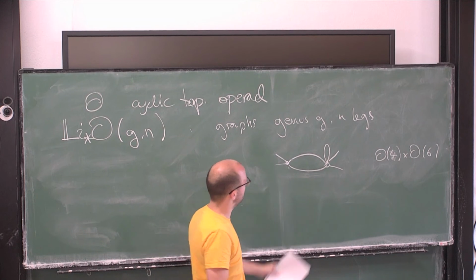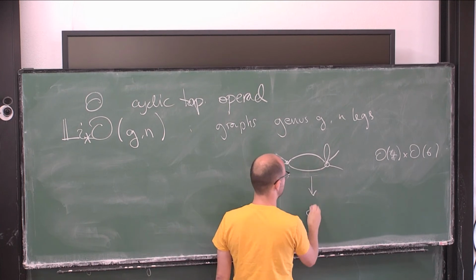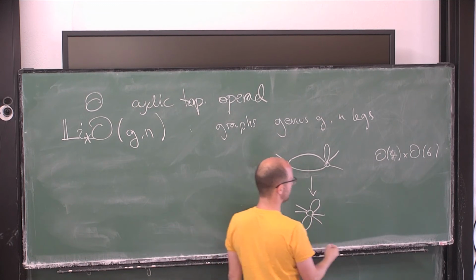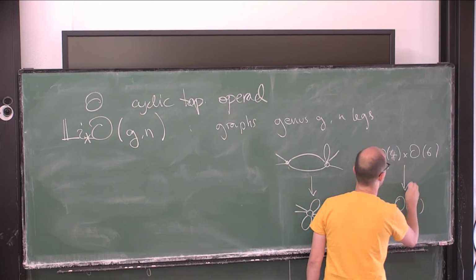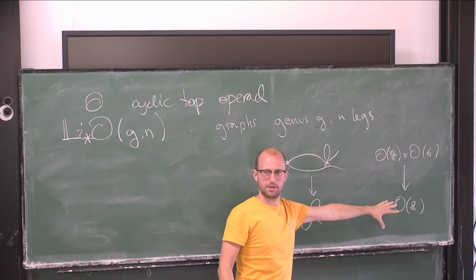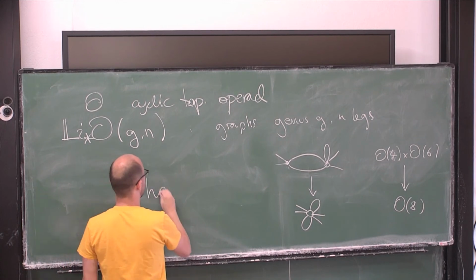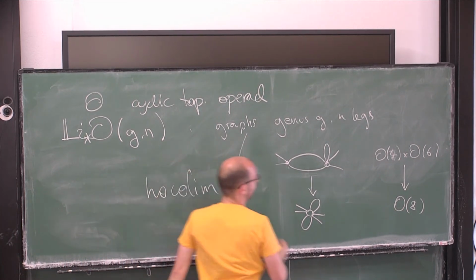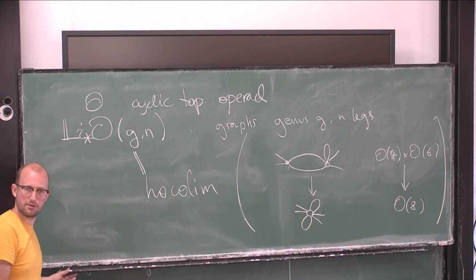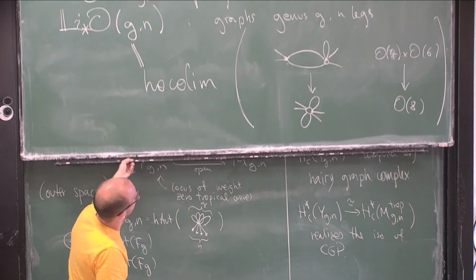And then any way of contracting edges in this diagram is going to give me a map, such as if I contract that top edge. If I look at all graphs with all the decorations, I get a diagram of spaces, and I can take the whole homotopy colimit of that. And if I take the actual colimit, I would get the non-derived model.